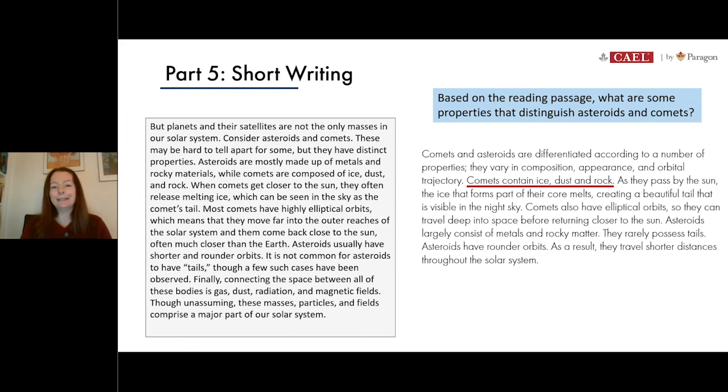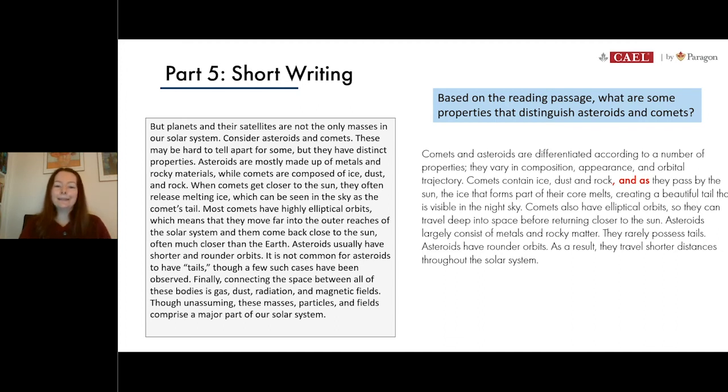This is an academic test. So what I'd like to do is just connect that short, simple idea to the next sentence. I'm just going to throw in a conjunction. So at least now I've made a compound, I guess, complex sentence really. So now I have comets contain ice, dust, and rock, and as they pass by the sun, the ice that forms part of their core melts, creating a beautiful tail that is visible in the night sky.